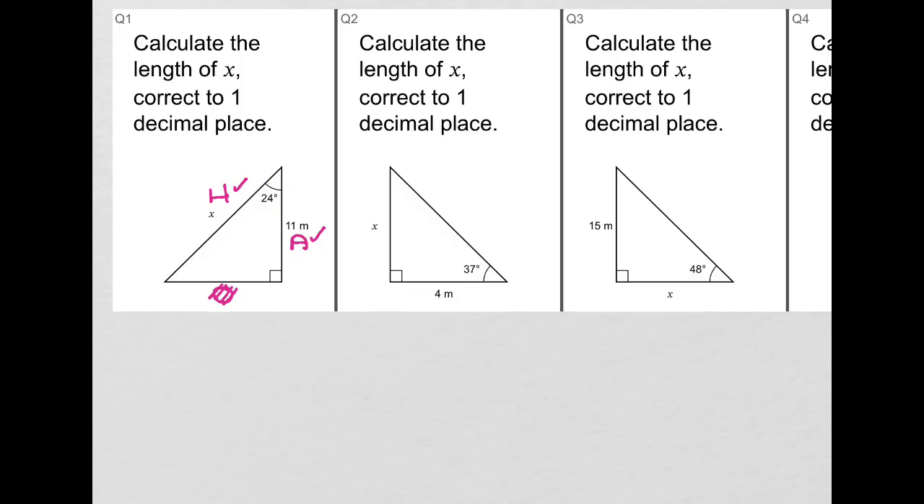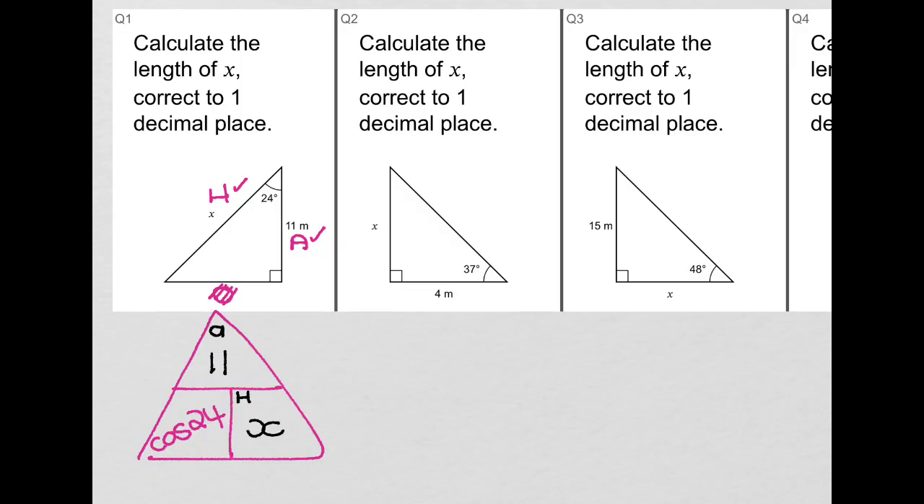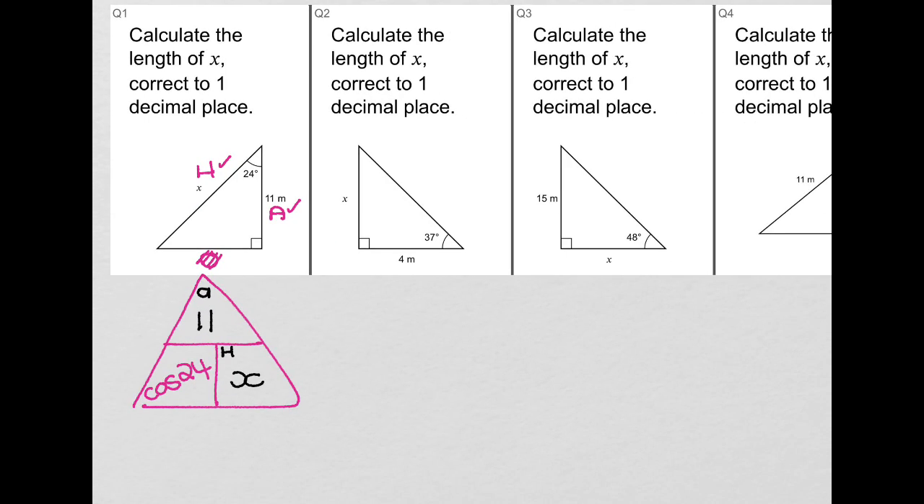So I'm going to say trig triangle, cos of 24. And then remember, cos is adjacent over hypotenuse. My adjacent is 11, and my hypotenuse is x. That means that this is a dividing question. So I'm going to say 11 divided by cos 24, and I get 12.04. You can just say 12 or 12.0.